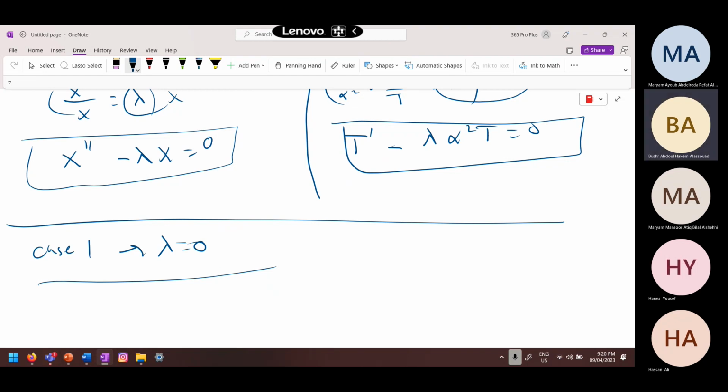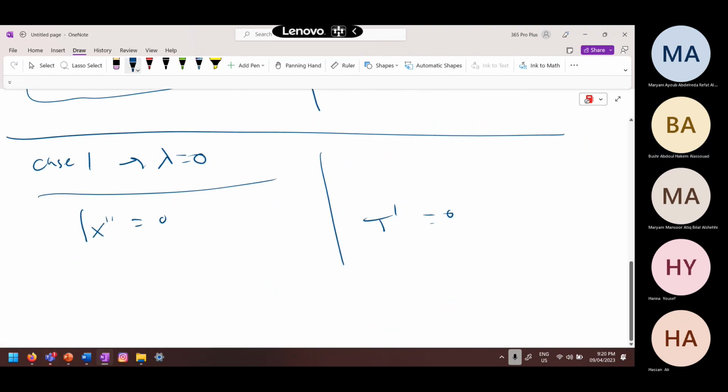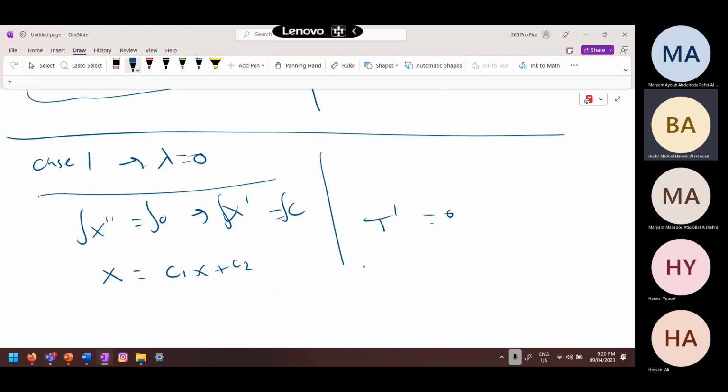So lambda is equal to zero. So basically X double prime is equal to zero, and T prime is equal to zero. Solve both equations by integration and you'll get X prime is equal to C. Then X is equal to, after integrating both sides again, C1 X plus C2. As for T, after integrating it, you'll reach the main form, C3, just a constant.